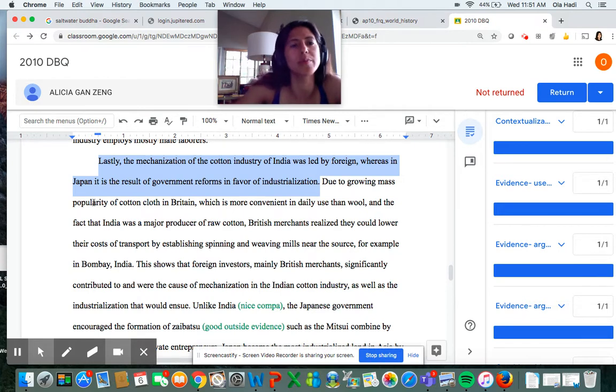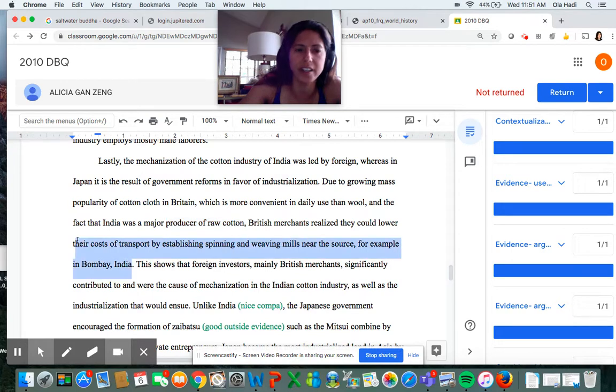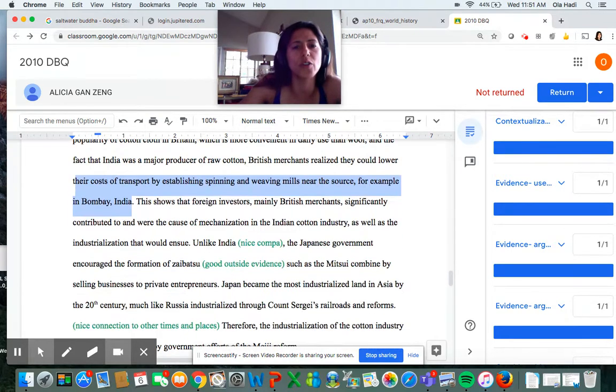Due to the growing mass popularity of cotton cloth in Britain, which is, again, outside evidence, more convenient in daily use than wool, and the fact that India was a major producer of raw cotton, more outside evidence, British merchants realized that they could lower their cost of transport by establishing spinning and weaving mills near the source, for example, in Bombay, India. Again, this is nice. This shows that the foreign investors, mainly British merchants, significantly contributed to and were the cause of mechanization in the Indian cotton industry, as well as the industrialization that would ensue. Okay, so adding a little layer of causation.